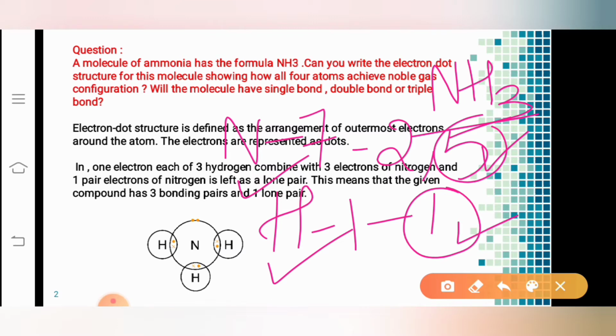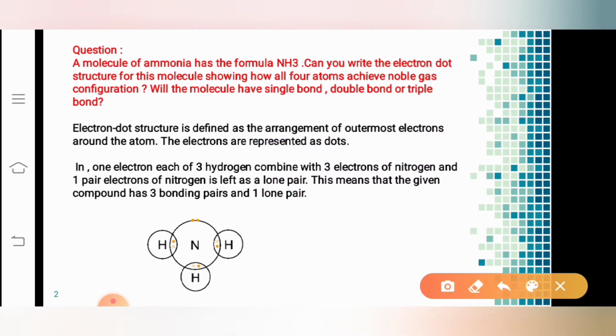Why? The reason I have told you. Hydrogen is having only one shell. It can accommodate only 2 electrons. So it requires 1 more electron. As nitrogen is having 2 shells, the second shell can accommodate 3 more electrons to achieve the noble gas configuration. So by following and knowing all these steps, now let us write the electron dot structure.